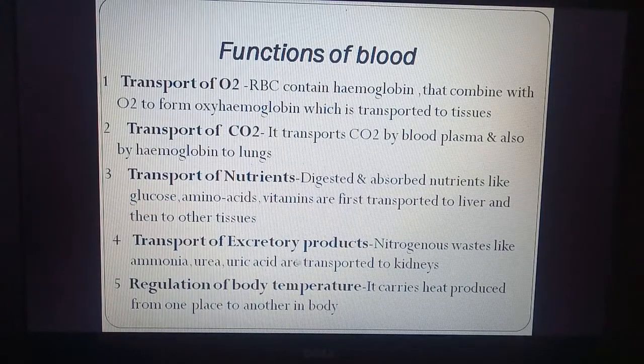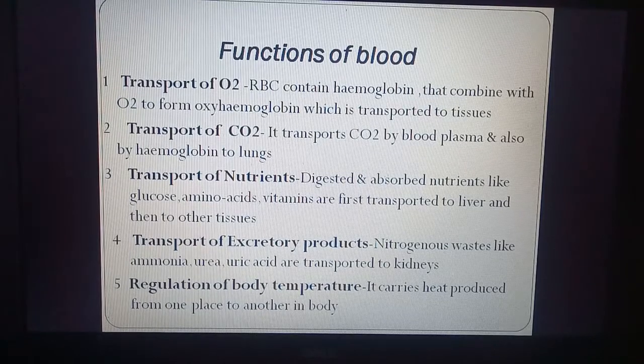Now, fourth, transport of excretory products. So the main excretory products are nitrogenous. They contain nitrogen. Examples are ammonia, urea, uric acid. So they are first transported to the kidneys so that they can filter them and remove them outside.